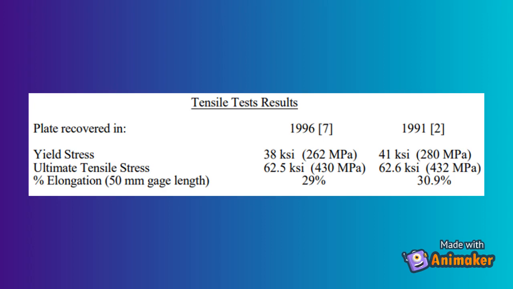The data shows the results of tensile tests on samples taken from the Titanic's hull. Both samples have a consistently low % elongation, indicating that the hull was brittle and had a low ductility. While the yield stress indicates a tough material compared to other types of steel, it can be considered low.